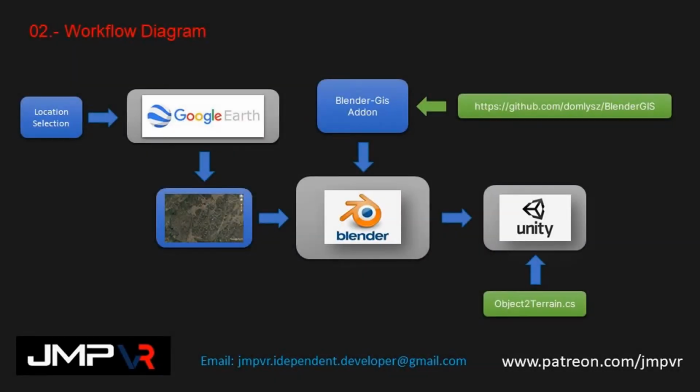Let's talk about the process that we are going to follow through the next workflow diagram. Let's see the steps we are going to follow to obtain our land. First, we will select a location in Google Earth. Once the desired location is obtained, we open that location in Blender GIS. If you don't have the add-on installed, you can get it from GitHub. After that, we import the altimetry data into Blender.